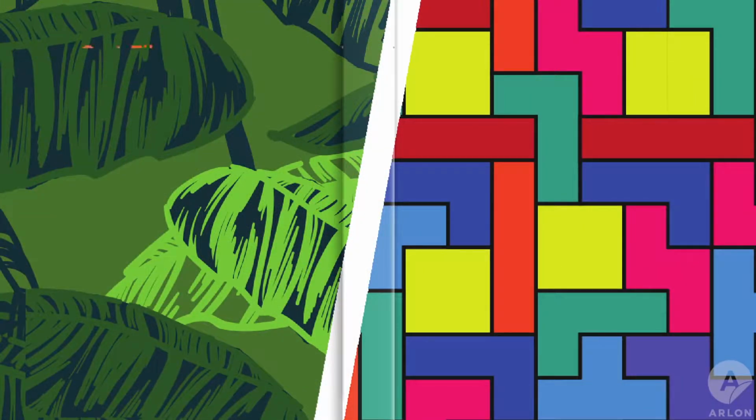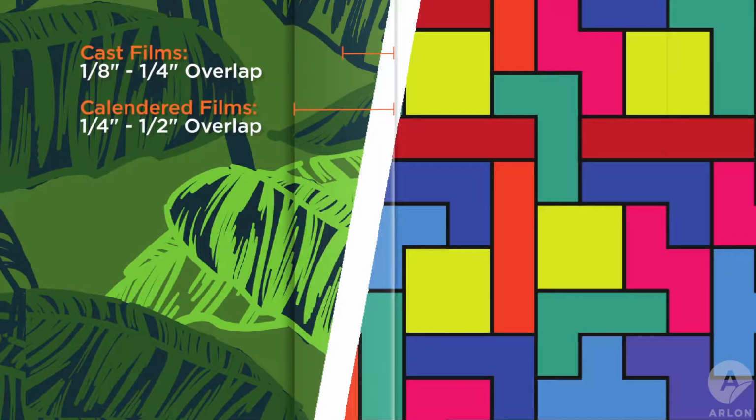The amount of overlap is determined by the type of material. For cast films, 1/8 to 1/4 inch overlap will be sufficient. Depending on the type of calendared films, the overlap can range from 1/4 to half an inch.